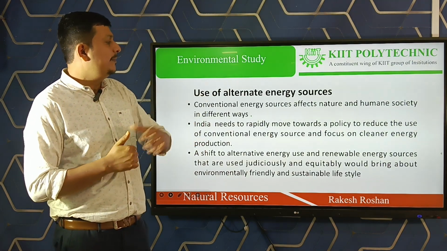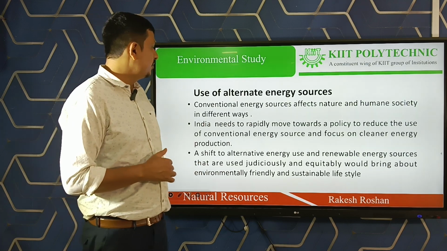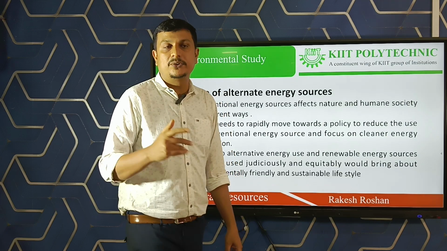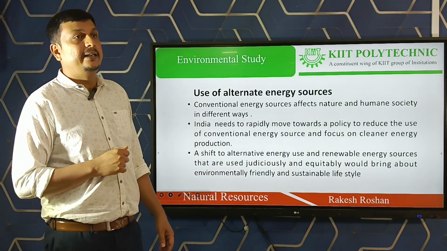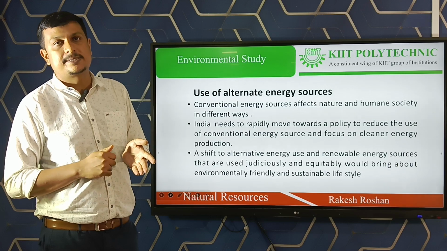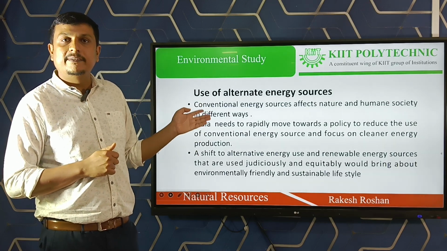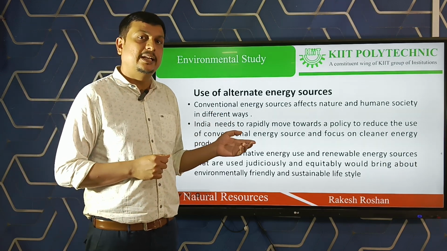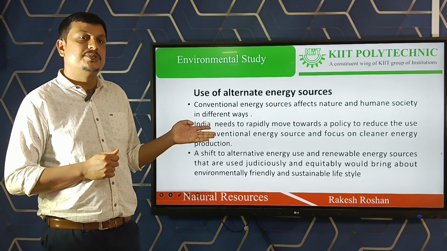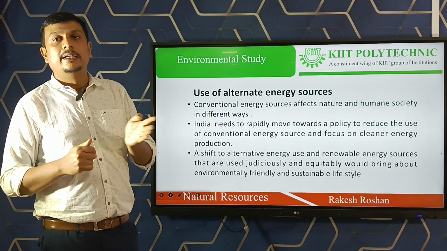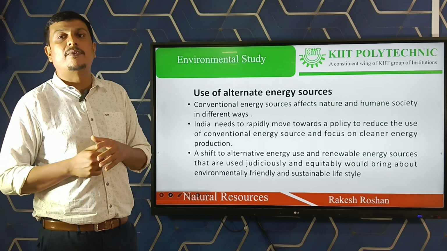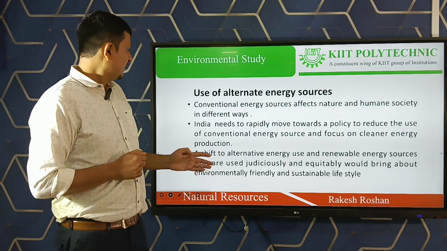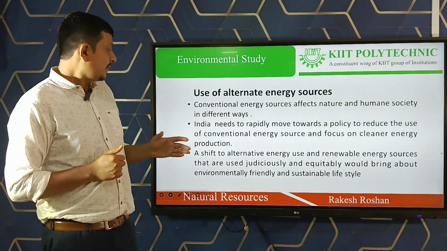India needs to rapidly move towards a policy to reduce the use of conventional energy sources and focus on cleaner energy. In this context, I want to share some points. The government of India has a very ambitious plan about renewable energy sources or alternate energy sources. By 2030, the plan of the government of India is to generate 500 gigawatt of electricity from renewable energy sources. Presently, it is 200 gigawatt. So this is a very ambitious aim.